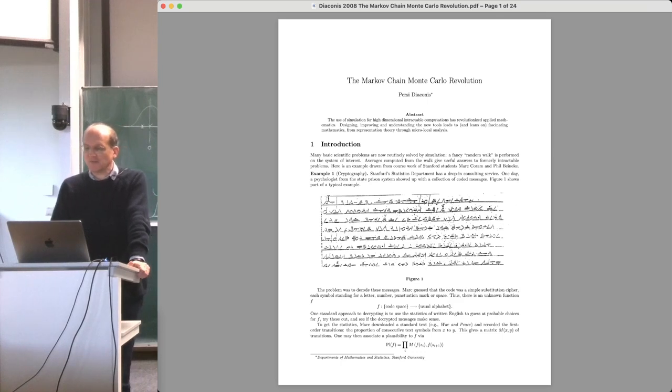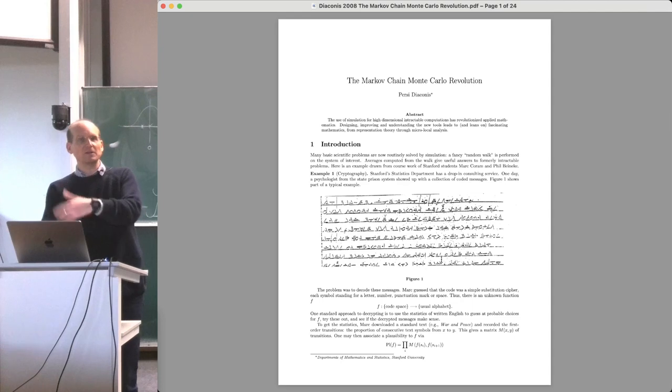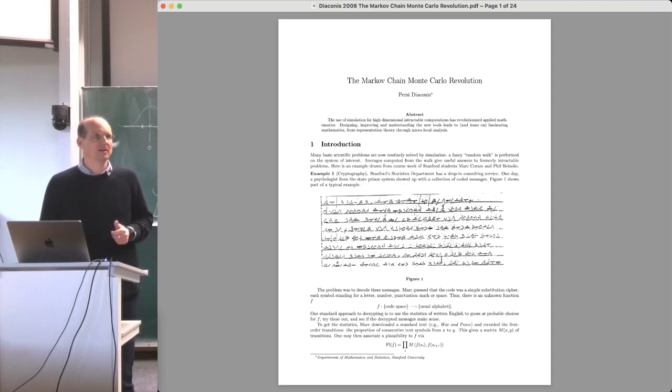It starts with a nice story. He's from Stanford, and so you always think in San Francisco of Alcatraz. There's a jail, and there are some people in the jail who are writing secret numbers. I think it is a true story. At the Stanford department, they try to decipher it. And here he explains how to use Markov chain Monte Carlo to find the solution to this problem, okay? I'll show you an implementation of that one.